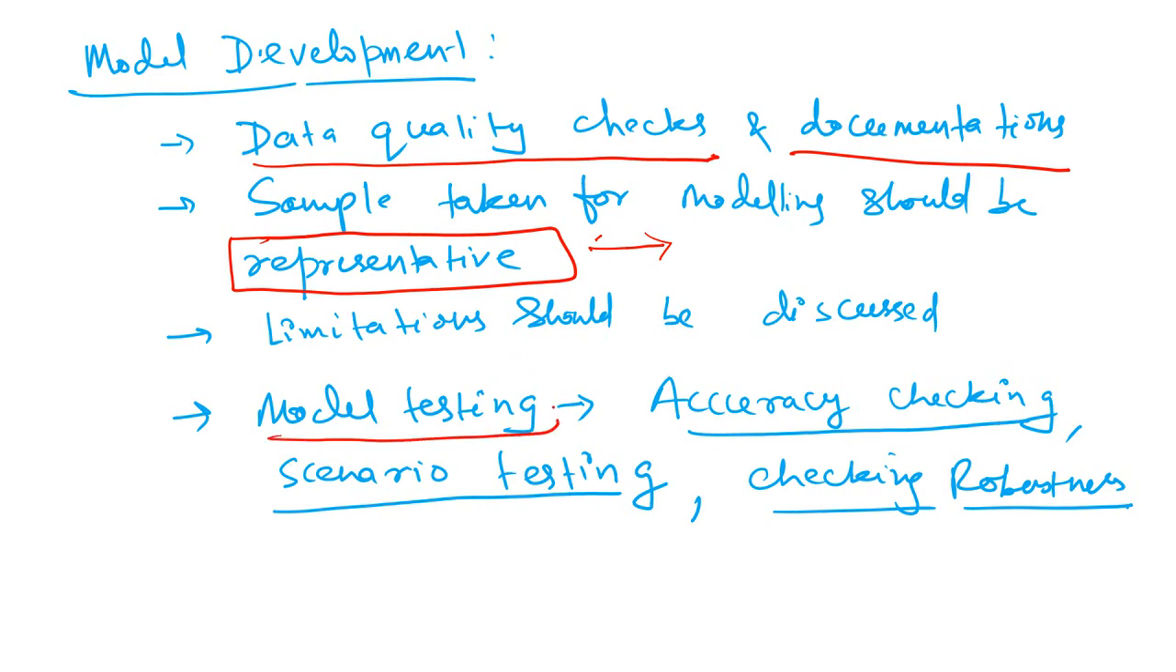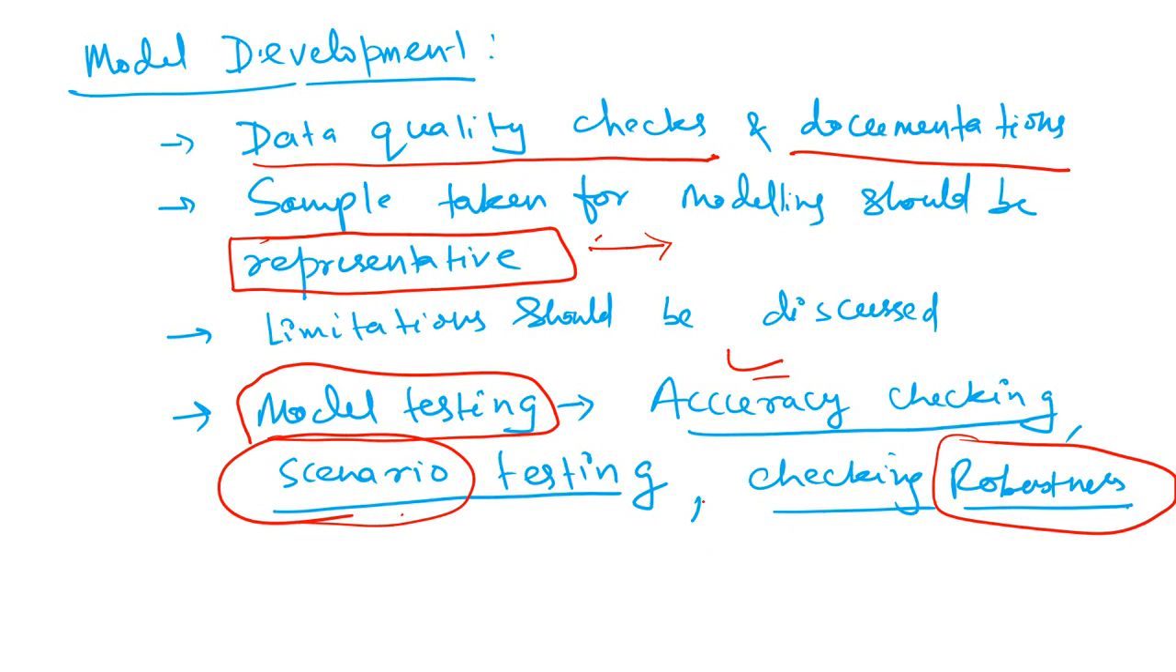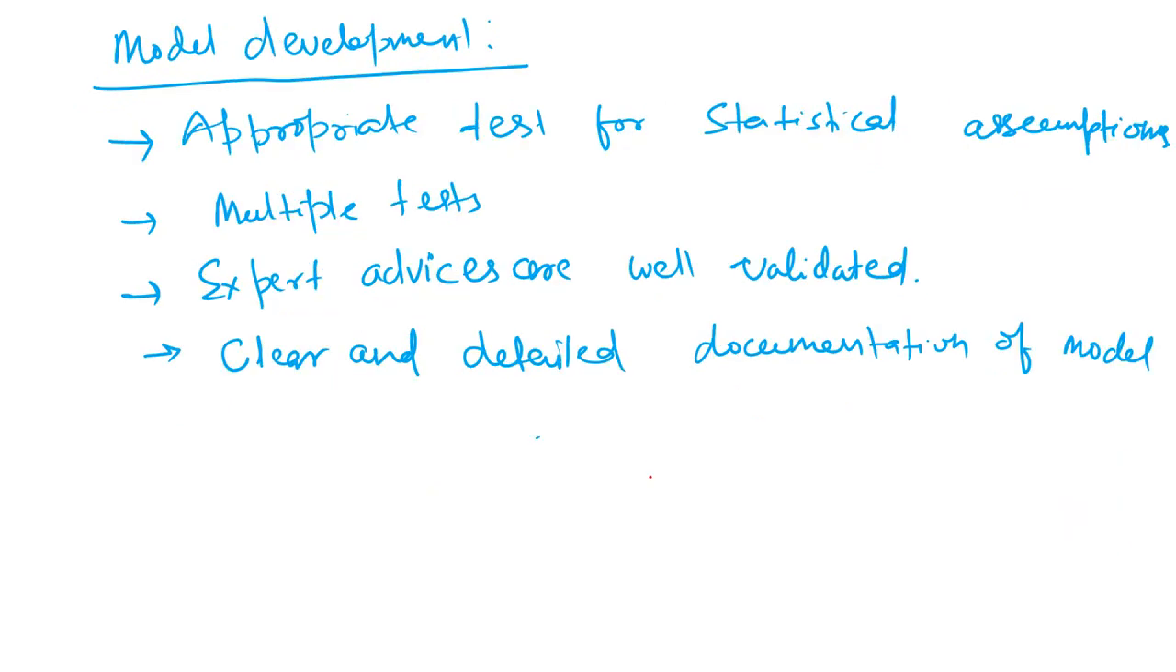Model testing. Now, once the model is built, it should be tested in a variety of ways to ensure it is accurate enough, to ensure that it works properly in different scenarios, and to ensure that it is going to work for a very long time and in different circumstances, so it is robust enough. Alright, so once the model is built, an important step in model development is to use different statistical tests to check the assumptions used in the model.